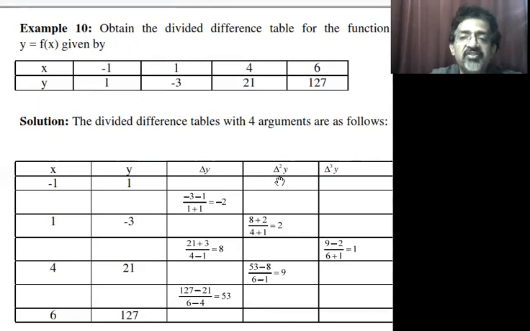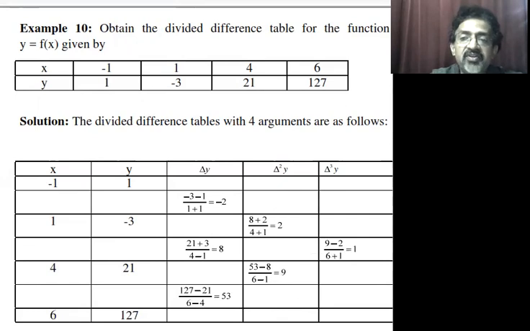Then the second order difference table. What should I do? It is 8 minus of minus 2 divided by 4 minus of minus 1. So it is 8 plus 2 divided by 5. So it is 2. Then the difference of these two: 53 minus 8 divided by 6 minus 1, that is x4 minus x2... so 53 minus 8 divided by 6 minus 1, that gives me 9.